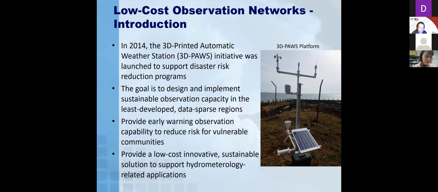And the whole goal of this program is to design and implement a sustainable observation capacity in some of the least developed data sparse regions to really enhance and build those networks where there's very limited observations. Also to provide early warning observation capability to reduce risk for the most vulnerable communities, and then really provide this low cost, innovative, but also sustainable solution to support hydrometeorology related applications.